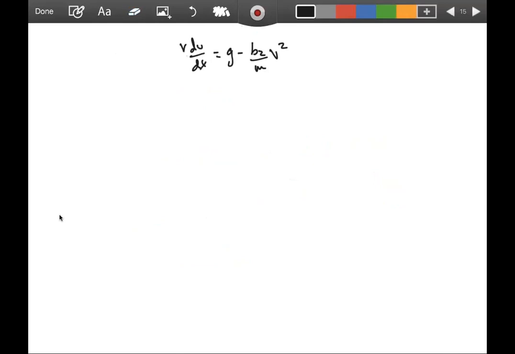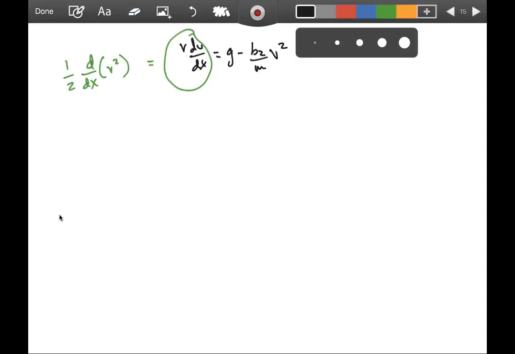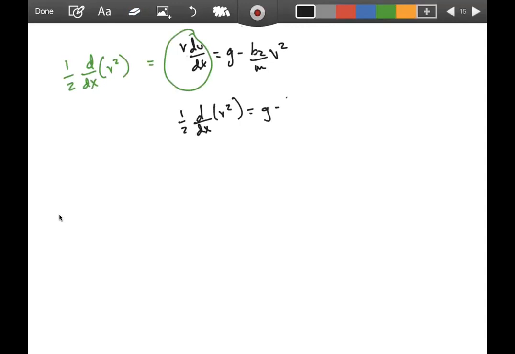Now notice the left-hand side here, we can pull a trick, where I can rewrite the left-hand side as d/dx of v squared multiplied by 1/2. So when I take the derivative of this, I get a 2 down from the derivative, times the derivative of v, times the derivative of x. So this thing here is the same thing as that. So I'm simply going to rewrite this as 1/2 d/dx of v squared is then equal to g minus b2 over m v squared.